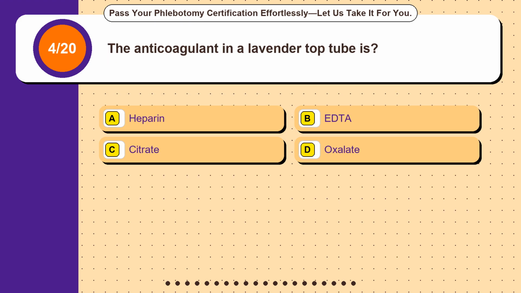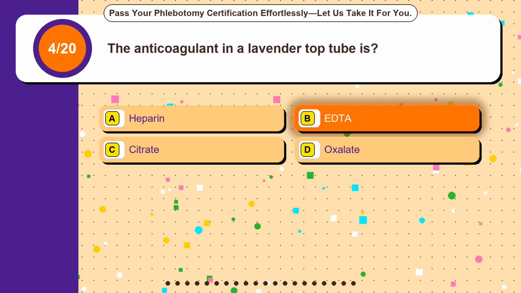Question 4. The anticoagulant in a lavender top tube is option A, heparin. Option B, EDTA. Option C, citrate. Option D, oxalate. The correct answer is option B, EDTA.